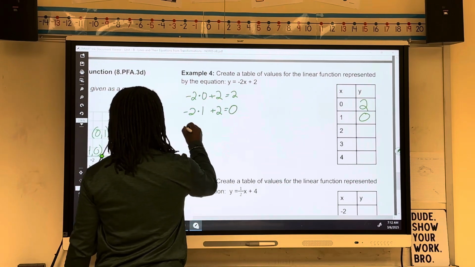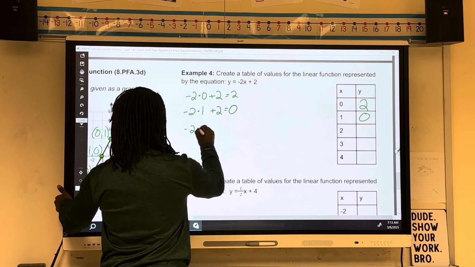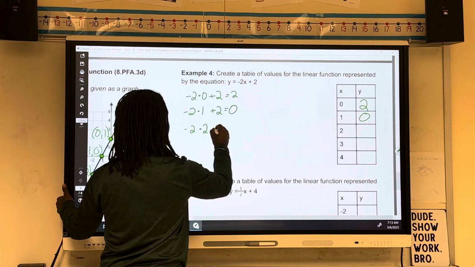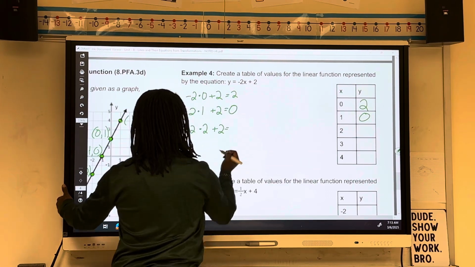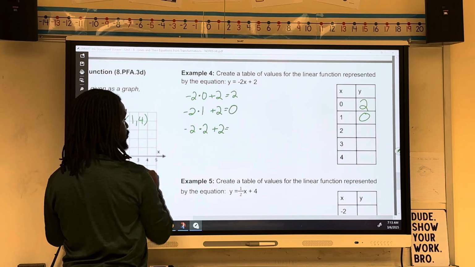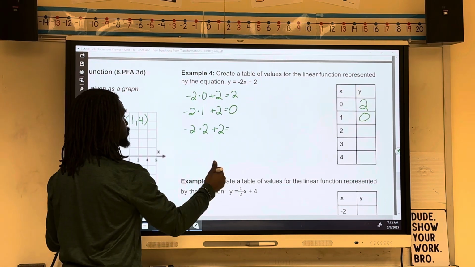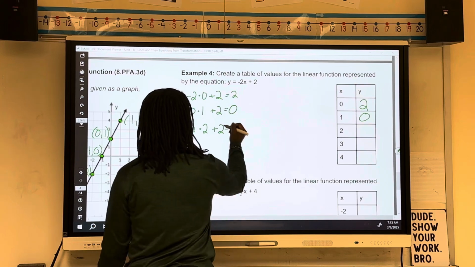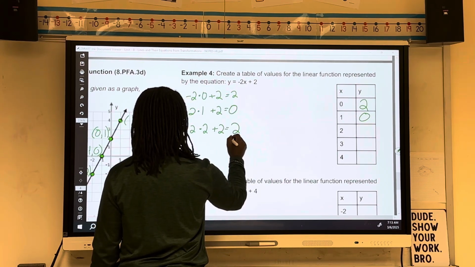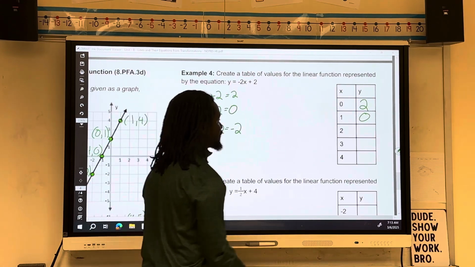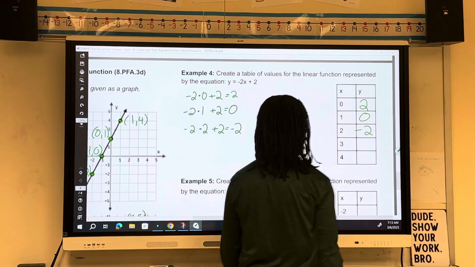Then negative 2 times, again, I'm going to substitute in 2 for the x, plus 2 equals. So negative 2 times 2 is negative 4. Negative 4 plus 2 is a negative 2. That's right, negative 2. So we are negative 2 there.